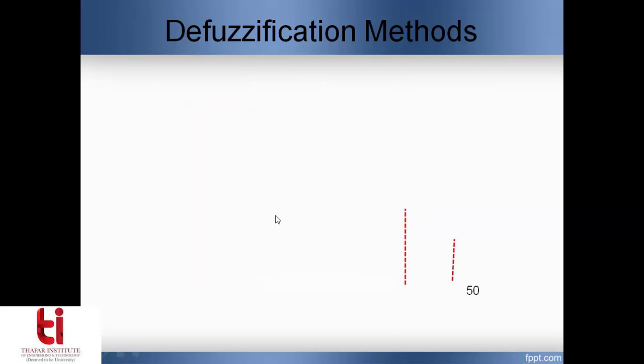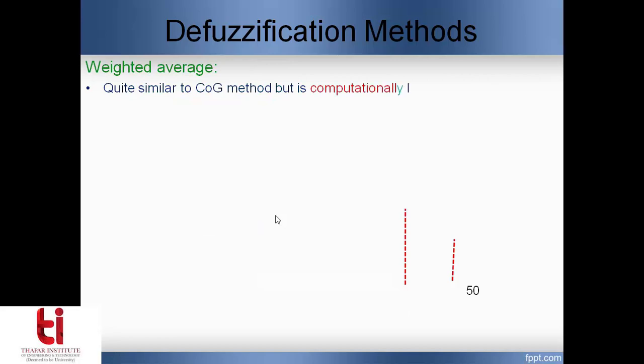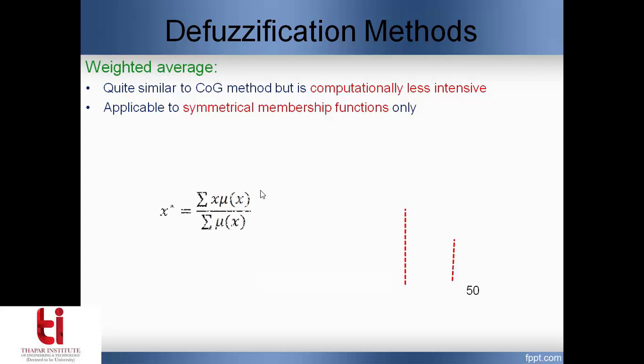Okay. So next we come to the weighted average method. The weighted average method is quite similar to the center of gravity method, but it is computationally much less intensive, and it is applicable only to the outputs which are symmetrical in nature, that is, they are constituted by symmetrical membership functions. Otherwise, it cannot be used.